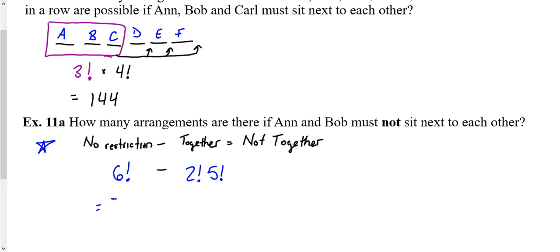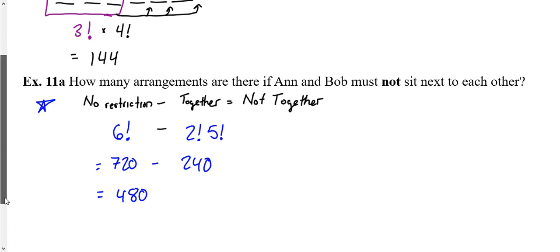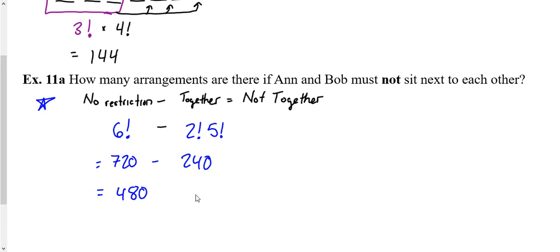Here, let's evaluate this. This is going to get us to 720 minus 240. That gets us to a total of 480 options. And so this 480 represents not together. So there are 480 options of Anne and Bob not sitting together. So let's write that down. So 480 arrangements of Anne, Bob not together, and A, B not together.